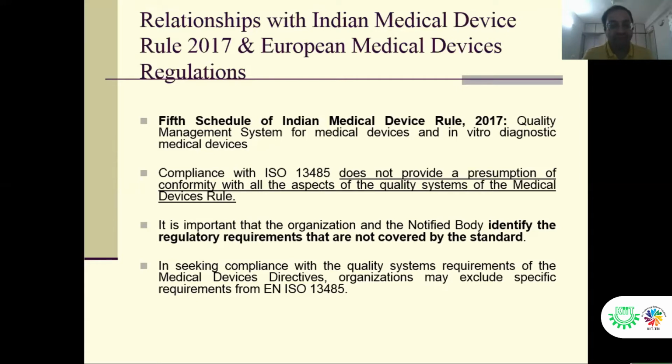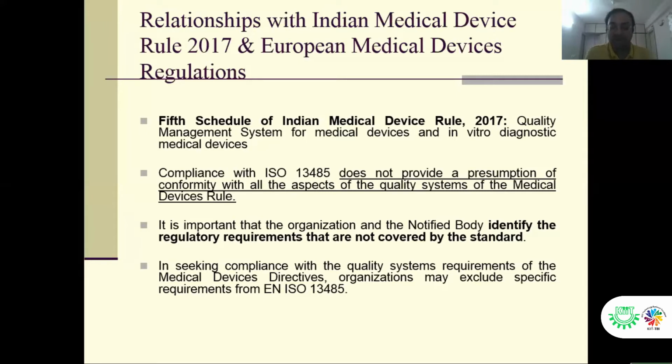Also, compliance with ISO 13485 does not provide a presumption that all aspects of the quality management system of the medical device rule have been complied with. It is the requirement of the manufacturing company or the startup and the notified body to identify the applicable regulatory requirements which are not covered by the standard, because ISO 13485 only talks about the quality management system.